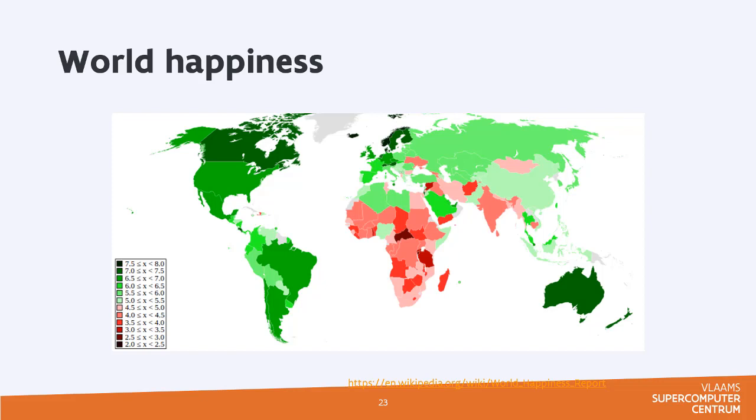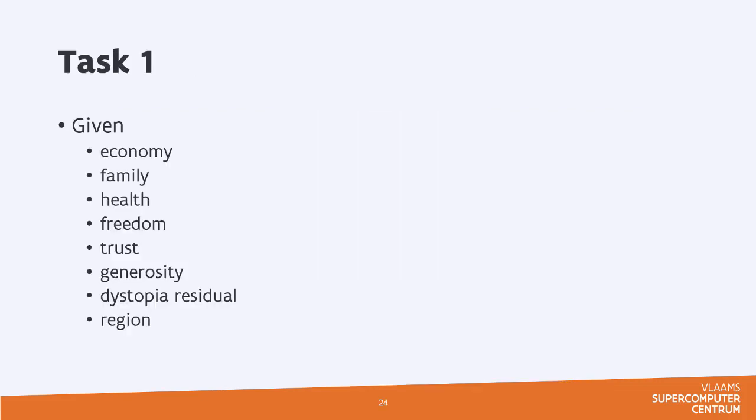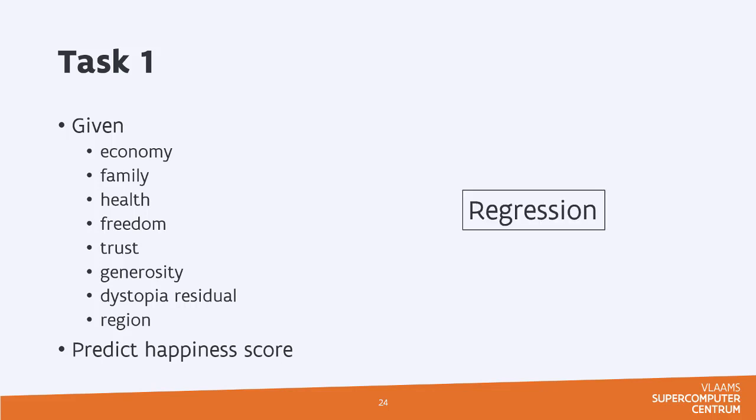So this is a data set we have some intuition about, which is nice because that will help us to evaluate our learning outcomes and see whether they actually make sense in the real world. So we set ourselves a number of tasks, and this is the first one. We are given a number of proxies, so economy, family, health, freedom, trust, generosity, that dystopia residual, and also the region. And what we're supposed to predict is the happiness score. So that of course would be a regression task. We try to predict a number.